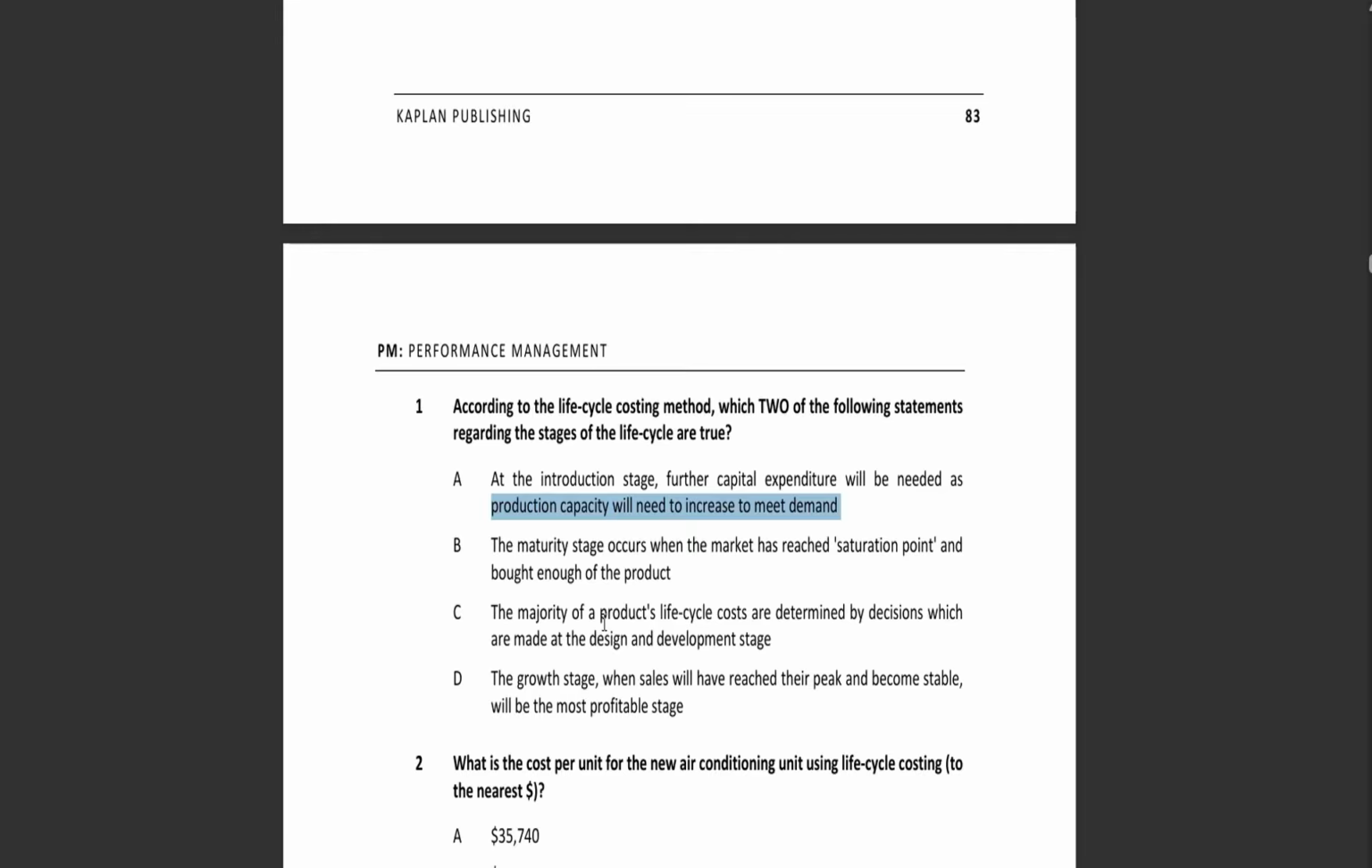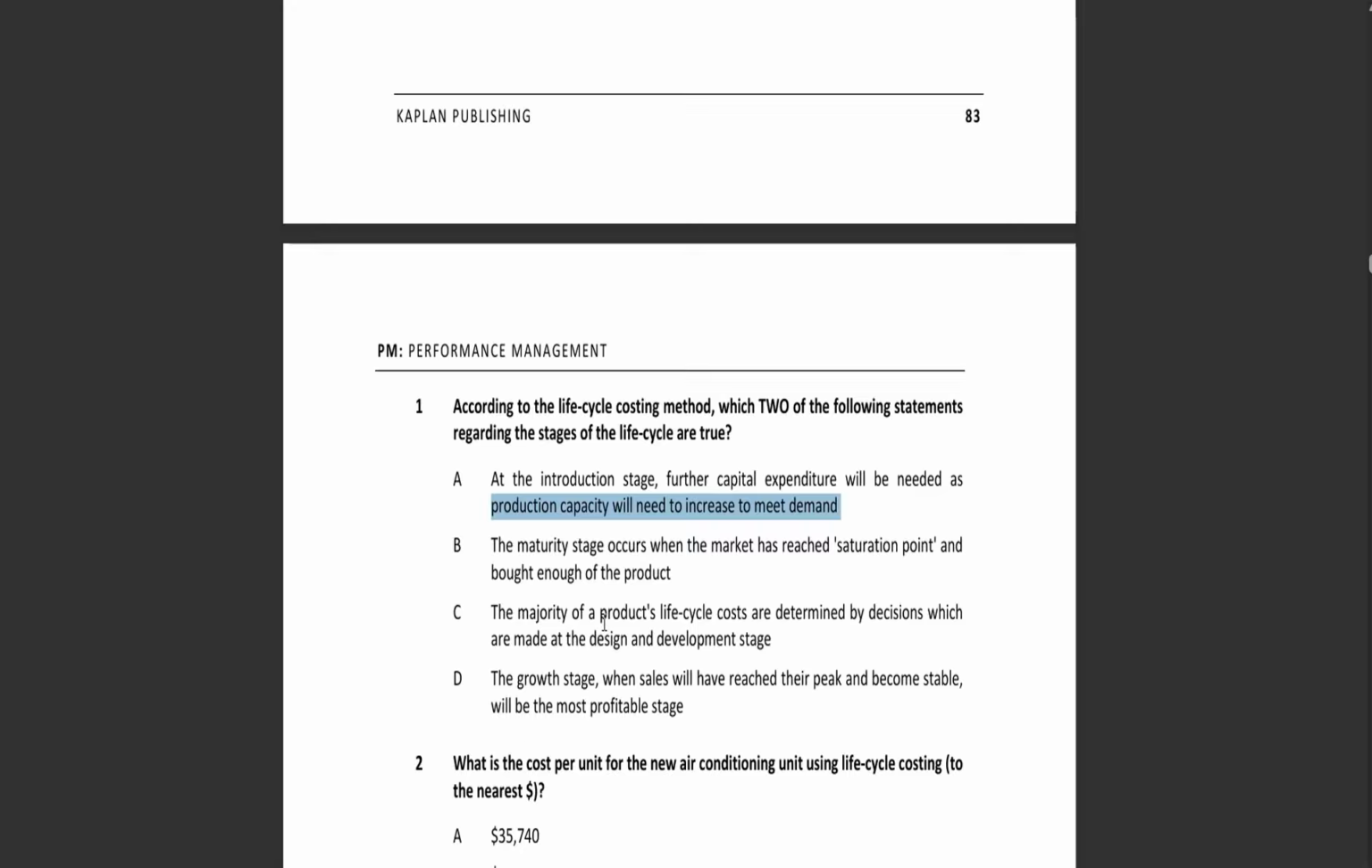The majority of product life cycle costs are determined by decisions which are made at the design and development stage. Obviously, at the initial point, majority of costs are incurred, especially in case of R&D. So if we do design and development cost at initial stage, it will reduce the following future cost as well, because for example we have incurred too much cost in designing and development stage, so that in future customer will not return the product just because the quality is poor. Obviously we are giving them a product which is very good in quality. So that's why C is correct.